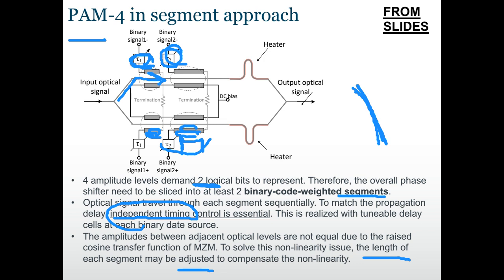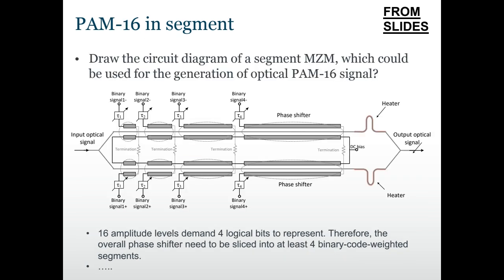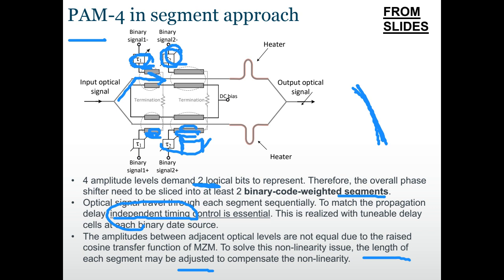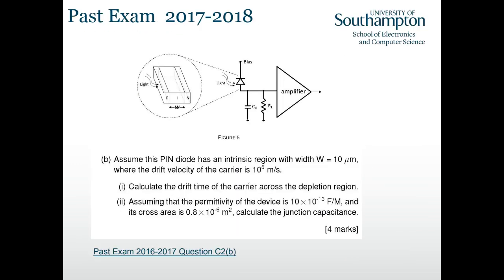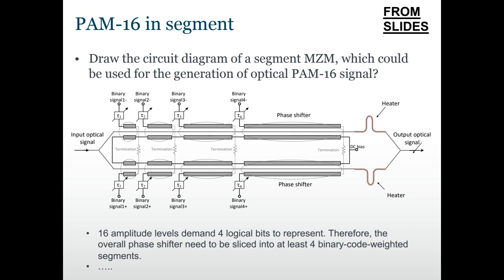The question asks you to draw a diagram for PAM 16. So it's similar to PAM 4. You only need to change the wording here. So whenever it says 4 amplitude, for PAM 16, you have 16 amplitude. And then for PAM 16, you have 4 logical bits, right? And then in the end, so this is PAM 16. Okay, next question.